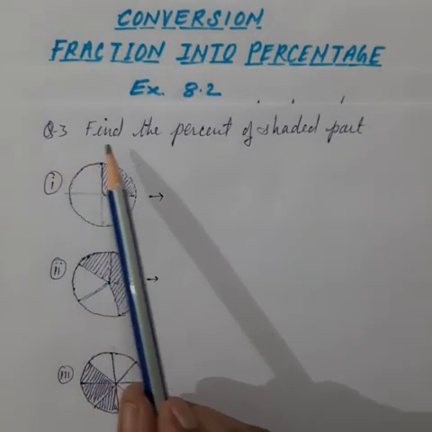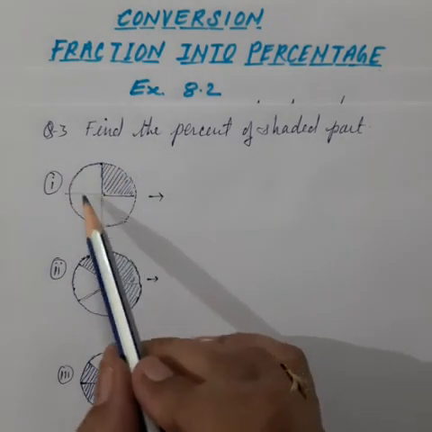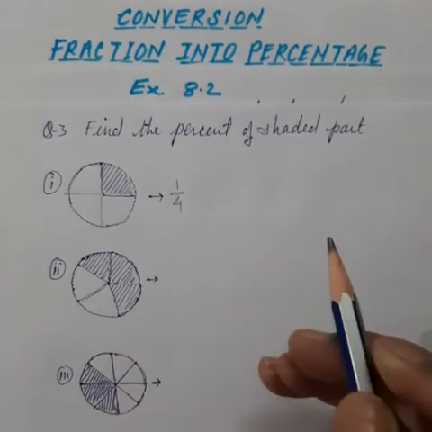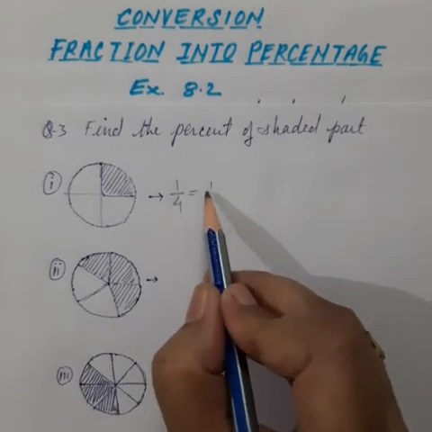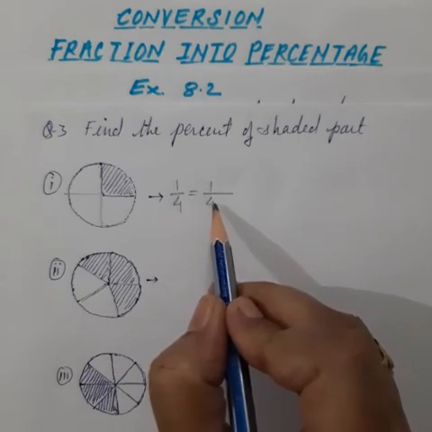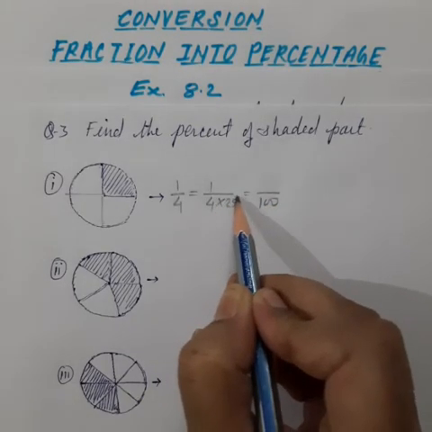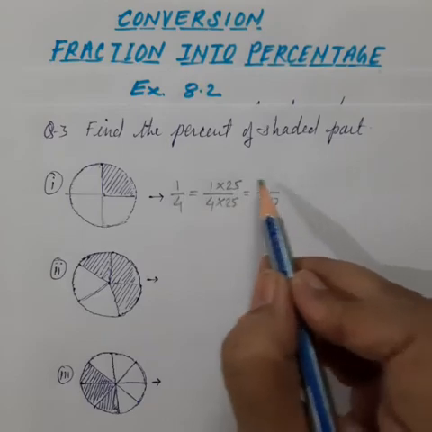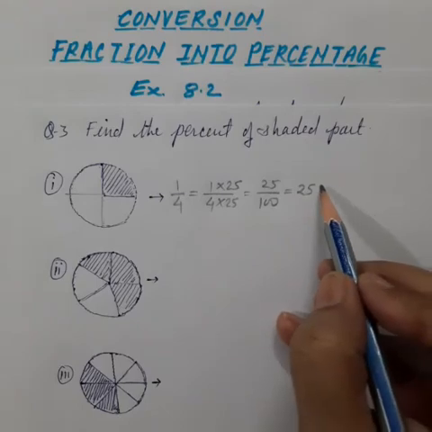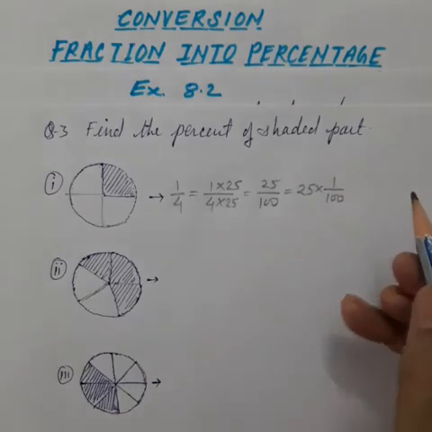Question 3. Find the percent of the shaded part in these figures. 1. Here out of 4 equal parts, 1 part is shaded. So the fraction for the shaded portion is 1 by 4. The denominator 4 is a factor of 100. We can make the denominator 100 by multiplying 4 by 25. So multiply numerator also by 25. 25 ones are 25. Now write numerator 25 and for 100 in the denominator write it separately, 1 by 100.